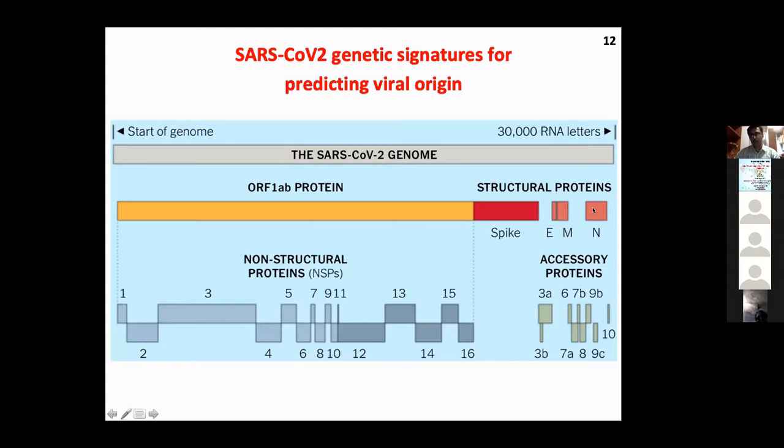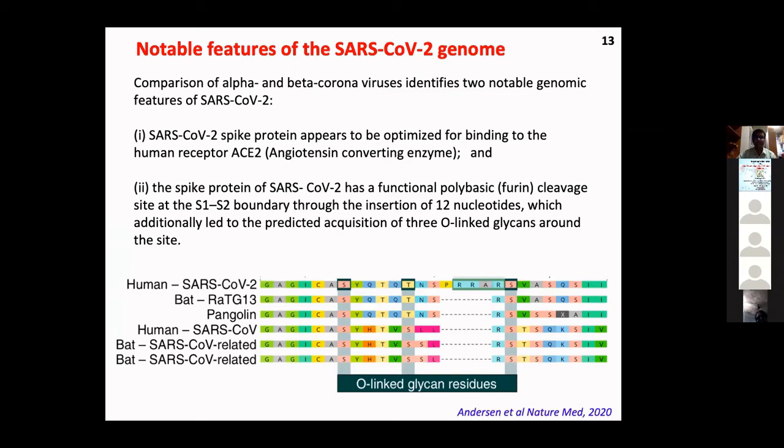Now, for any virus, to track down its origin, the viral genome itself is the key to this process. So decoding the genetic signature tells a lot about the origin of the virus. There are two notable features of the SARS coronavirus genome. One is that the SARS coronavirus spike protein appears to be optimized for binding to the human receptor ACE2.